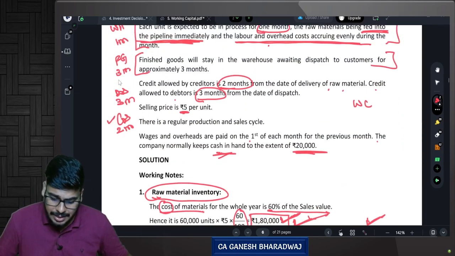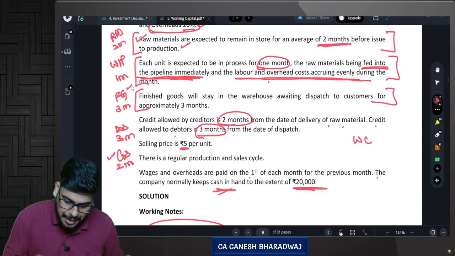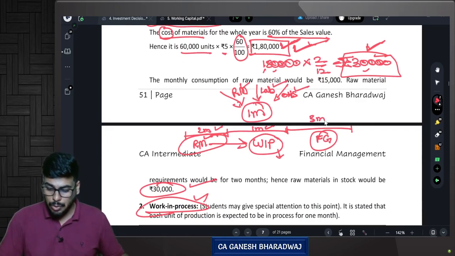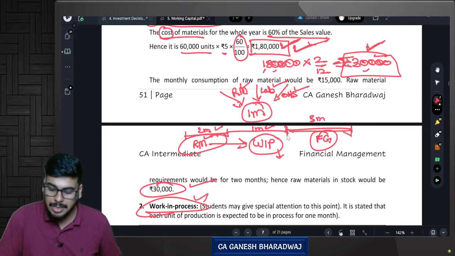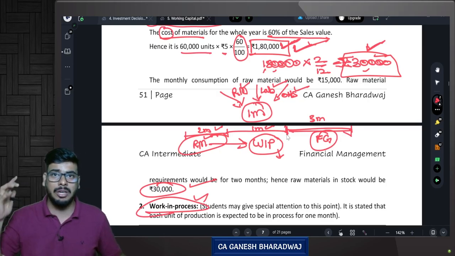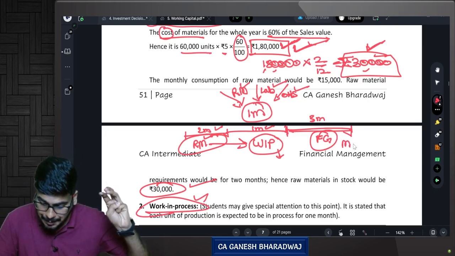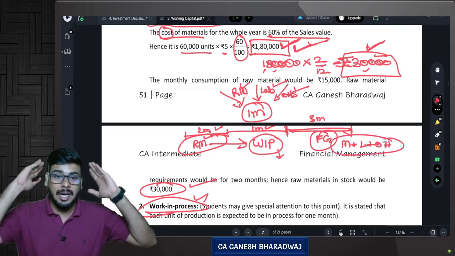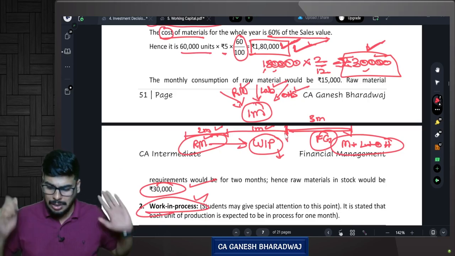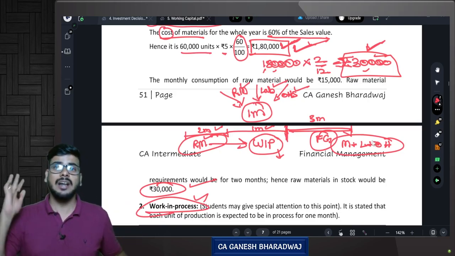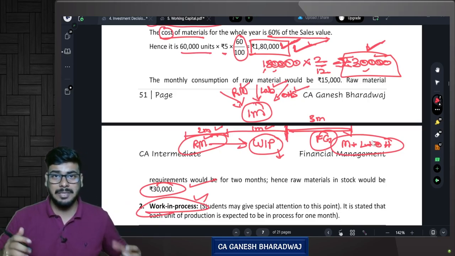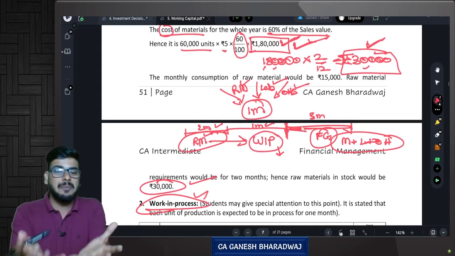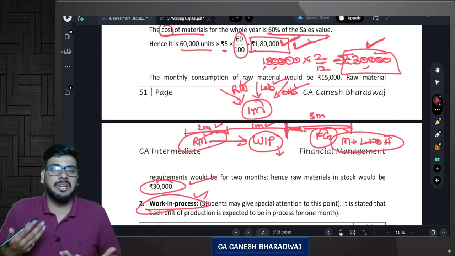And in my FG, it stays for how many days? It stays for a period of 3 months, correct? Am I right? Now, for the period of next 3 months, what is the amount that gets blocked into my business? Material plus labor plus overheads. This time, everything is incurred upfront. That is, I have incurred all material, labor, overheads, the entire amount of labor and overheads also, not 50%. These are completed goods. Now, I don't incur anything now. I just keep it idly for the next 3 months. That is because of my business decision.